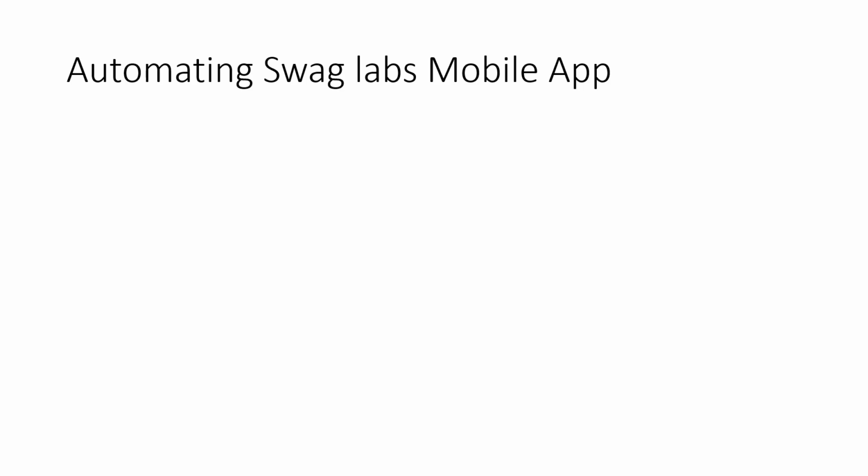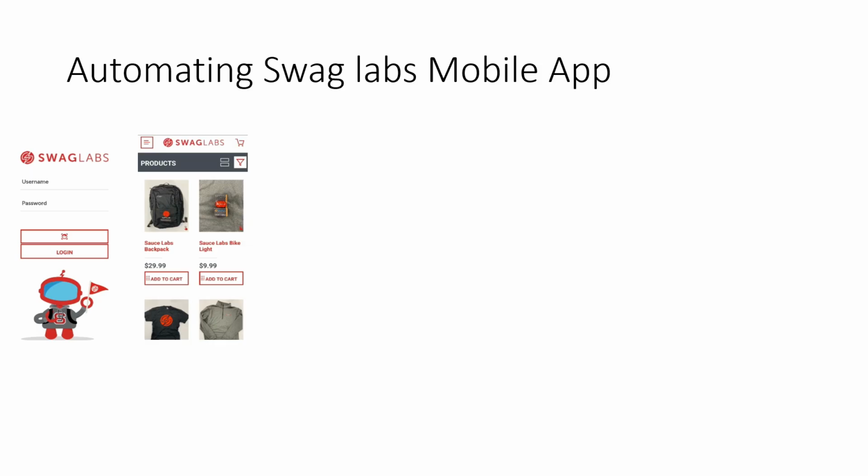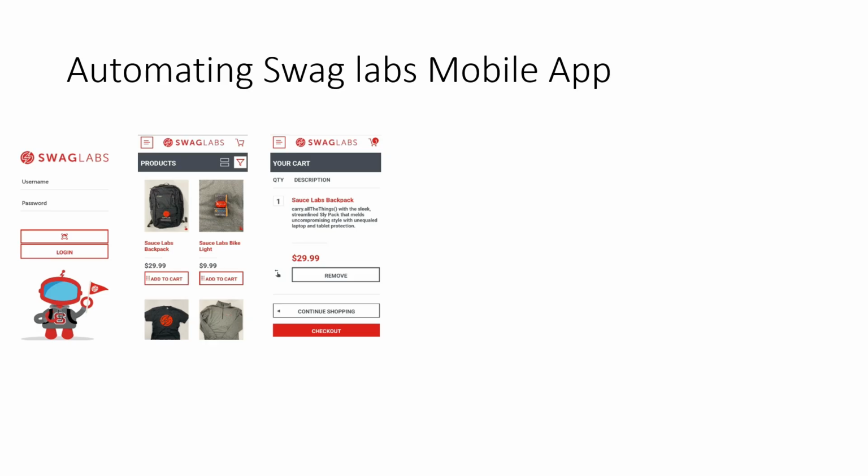Okay, so for this recording, we will automate a sample workflow on the Swag Labs mobile. I'm going to show you what will be the screens we will be automating in the Swag Labs mobile app. The first one would be the login page. The user will enter the username and password and click on login. Next would be the product selection. Here we will add the products in the cart. We will review the items added in the cart and proceed to checkout.